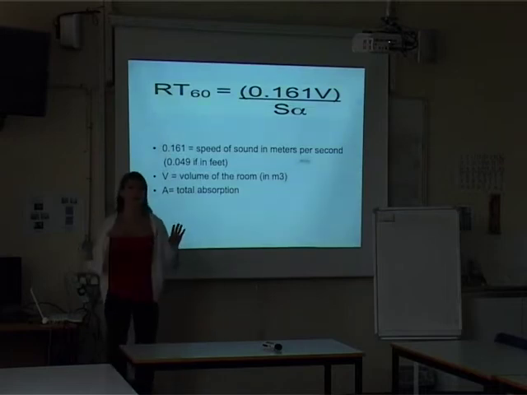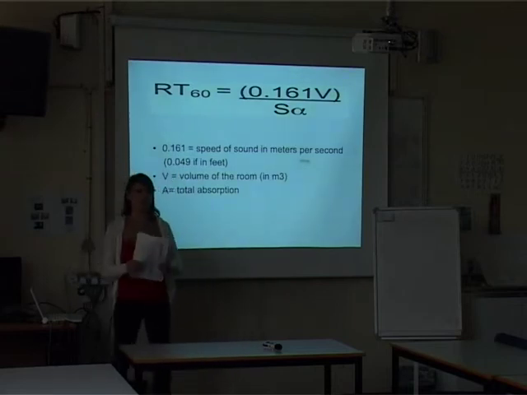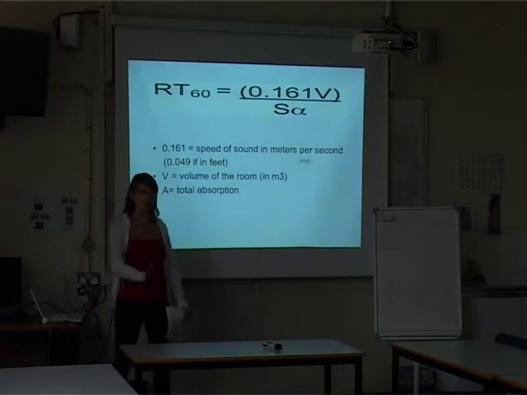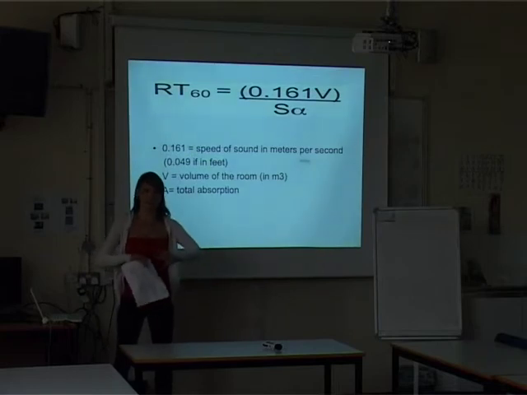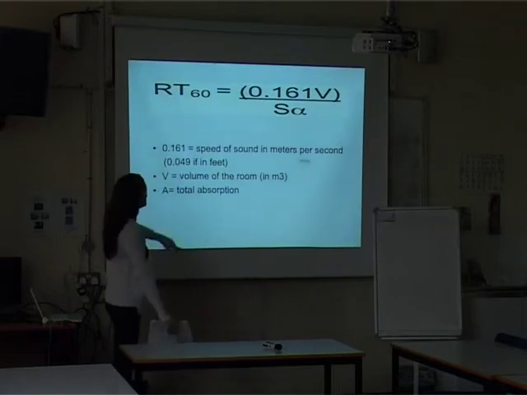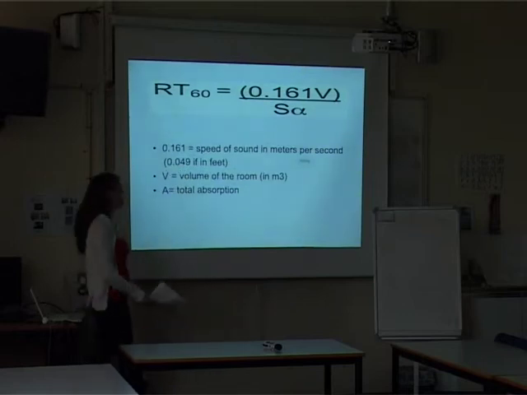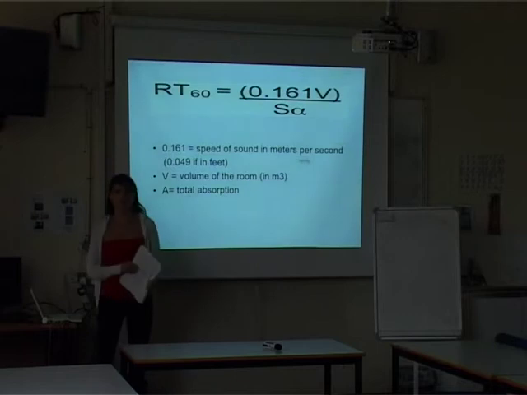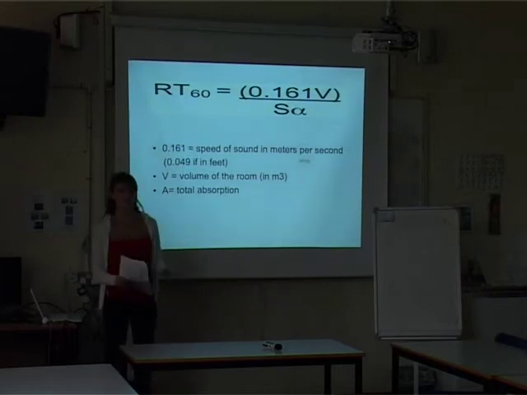When we're talking about the amount of absorption, it will always be a figure between 0 and 1, where 1 is the equivalent of an open window, and 0 would be a very reflective surface. So 0.161 is based on the speed of sound in meters. If you wanted to do it in feet, it'd be 0.0449. V is the volume of the room in meters cubed, and SA is the total absorption, which we'll show you now.